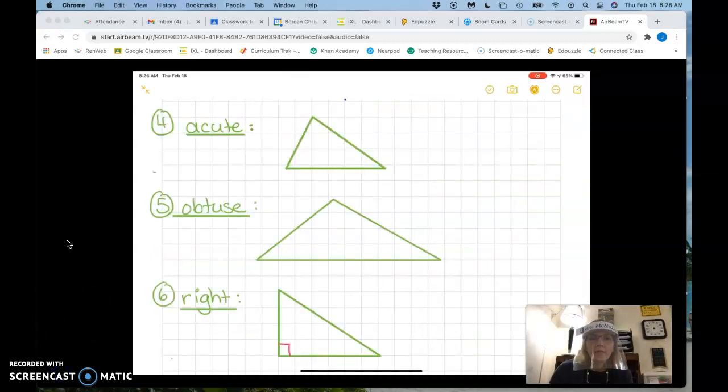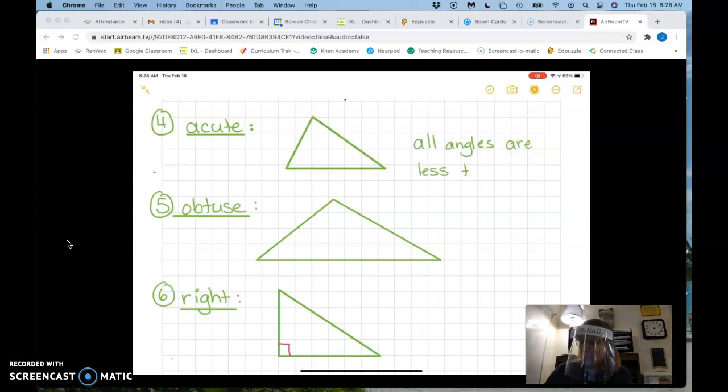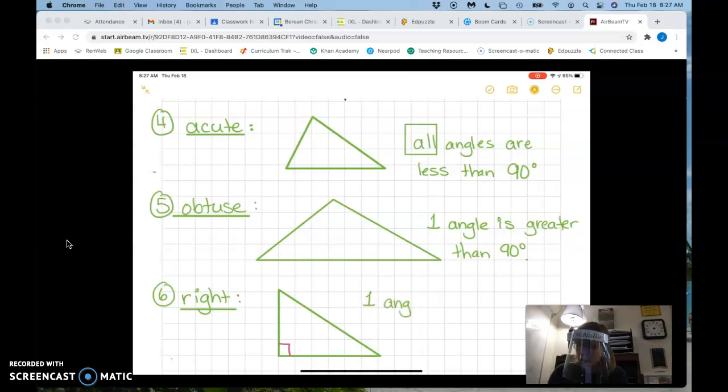Okay, so the first three triangles are classified by their sides, but these next three are going to be classified by their angles. So an acute triangle means that all angles are less than 90. Obtuse means that one angle is greater than 90, and only one can be greater, because otherwise it won't be a triangle. One angle is greater, and then a right triangle, of course, means that one angle and only one is 90 degrees, equal to 90 degrees.